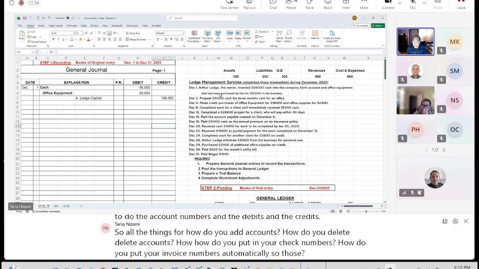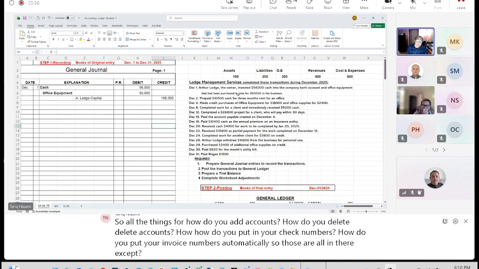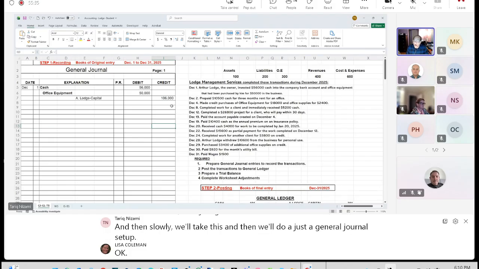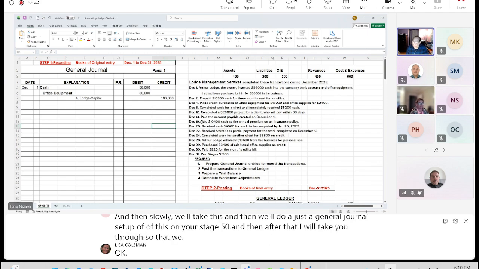Those are all in there, except before we do that, we'll just go over this, and then slowly we'll take this and do just a general journal setup of this on your Sage 50. And then after that, I will take you through it so that we can actually feel easy about it.